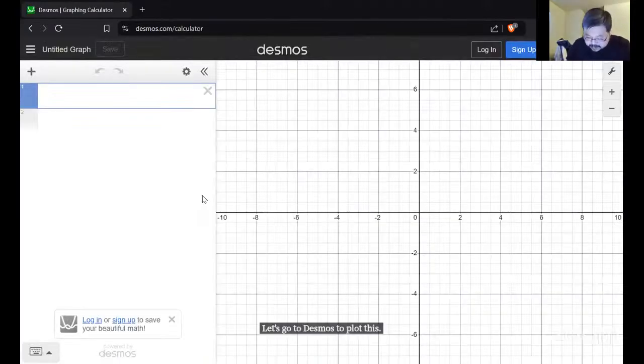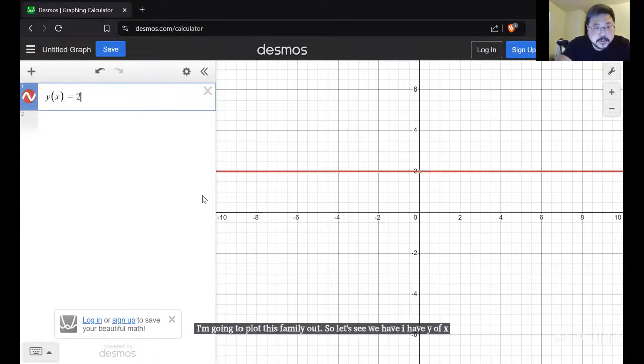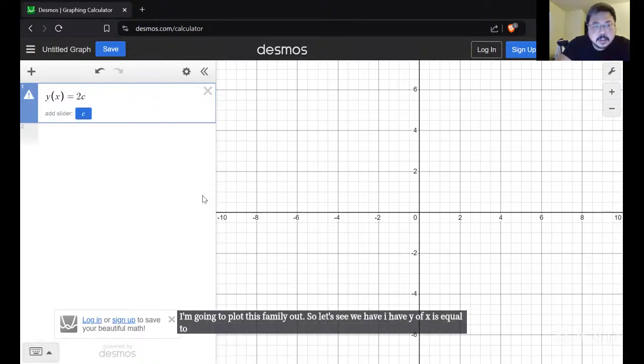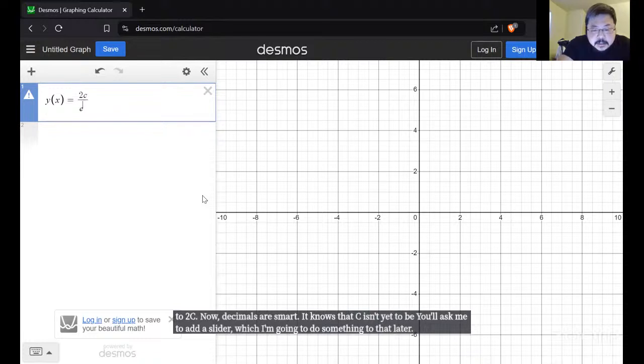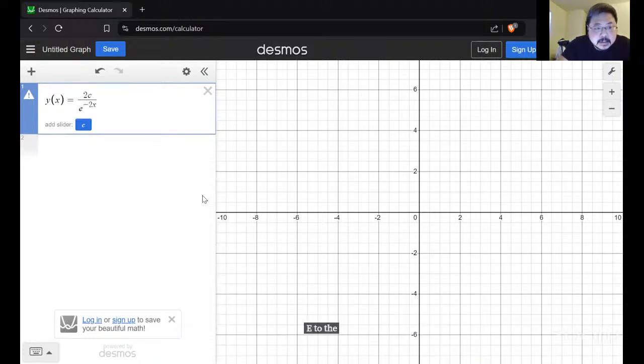I'm going to plot this family out. So let's see, I have y of x is equal to 2c. Now Desmos is smart, it knows that c isn't yet determined. It'll ask me to add a slider, which I'm going to do something to later. e to the negative 2x plus the same constant c.